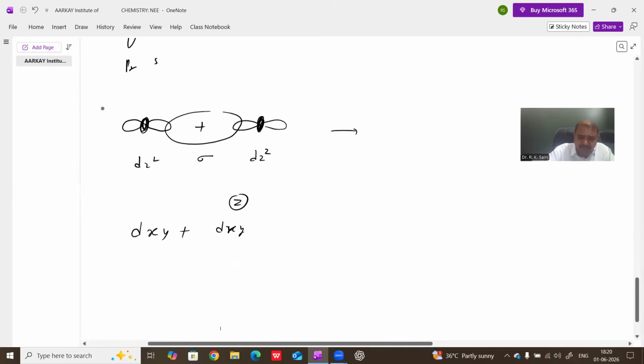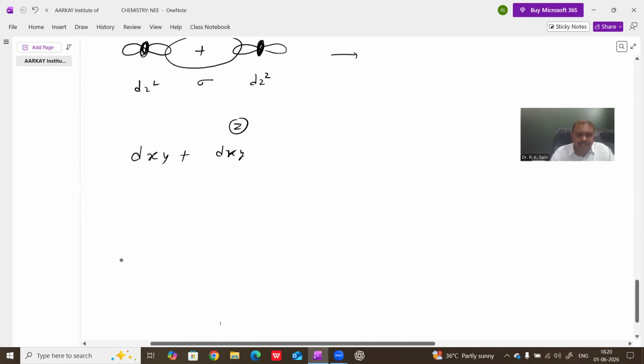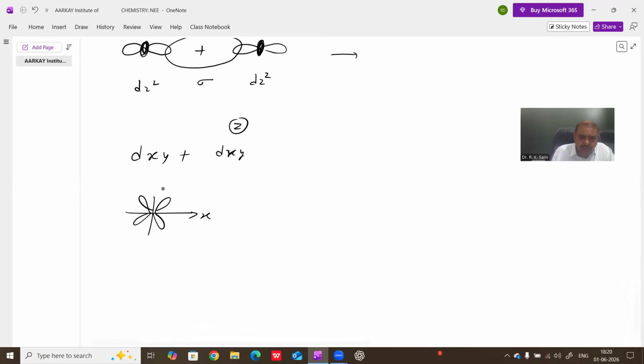Please check the formation of delta bond. This orbital is supposed to be dxy, because its lobes, the double bond and lobes, are present in the xy plane, between the axes, and this axis is z. And another d orbital, dxy, is this type. When these orbitals, with x and y and this z, meet each other along the z axis, the orbitals overlap.